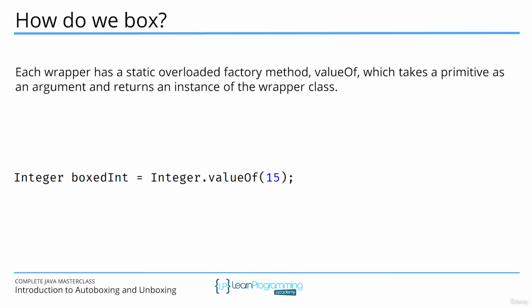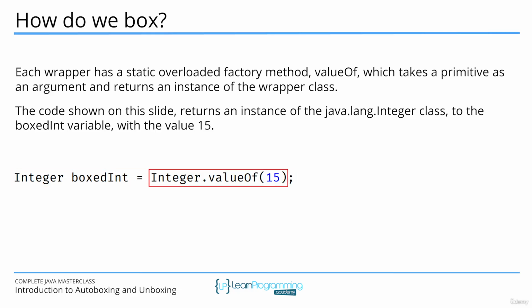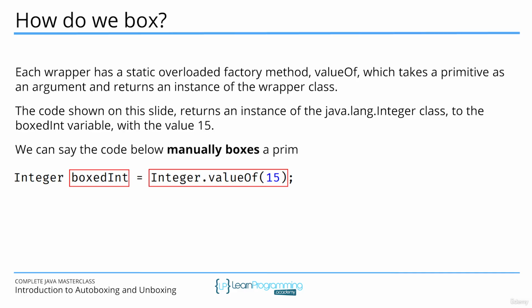As a recap, factory methods are often used instead of the new keyword to get a new instance of a class. The code shown on this slide returns an instance of the java.lang.Integer class to the boxedInt variable with the value 15. We can say the code below manually boxes a primitive integer.